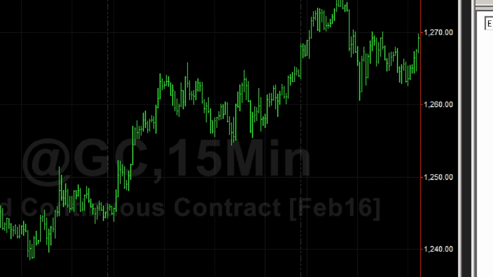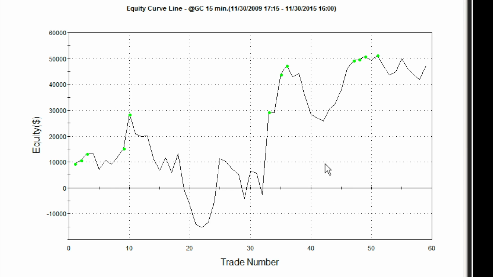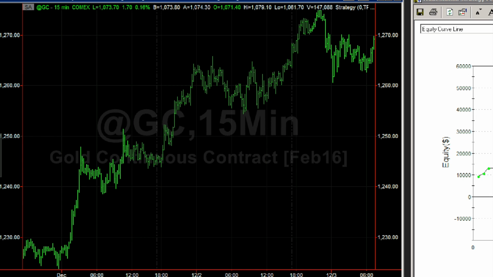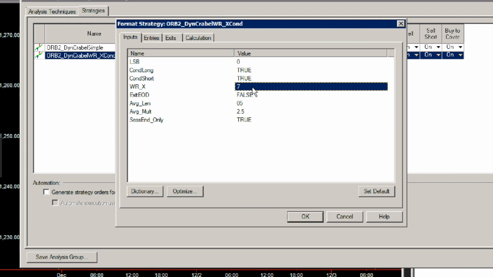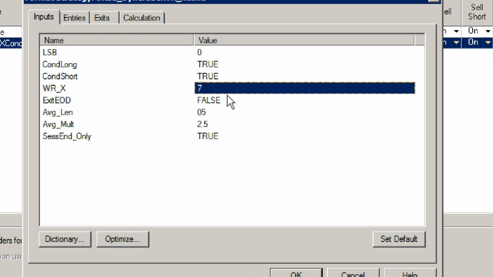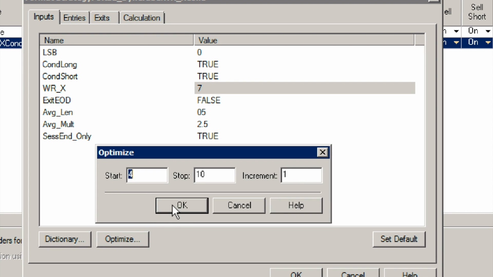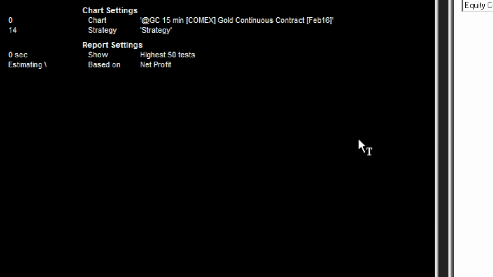Let's see what that looks like. Okay, this looks a lot better. We have significantly fewer trades, but a lot of the trades seem to be producing profits. So this is looking much better. All right, let's take a look at this 7 value. So that's the widest day over the past 7 days. Let's actually optimize over that. Let's do 2 through 15 in increments of 1. We'll let this optimize. Pause the video and we'll come back when it's finished.